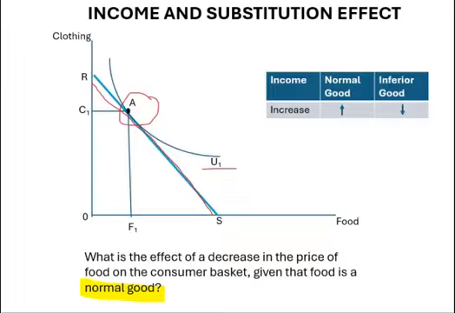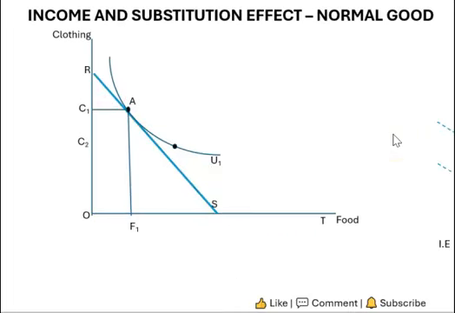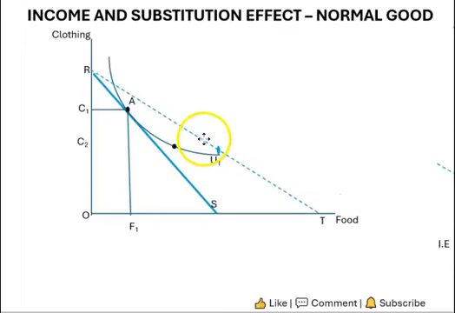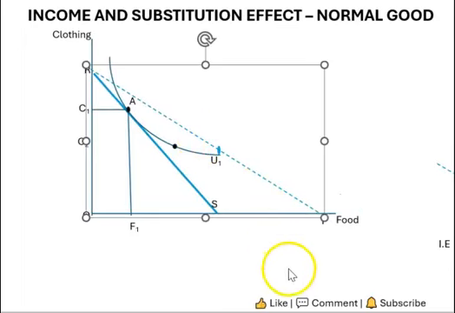You will recall that when income increases, consumption of a normal good increases and that of an inferior good decreases. So a decrease in the price of food leads to an increase in the real purchasing power of food. This causes the budget line, RS, to rotate outwards to RT. Let us draw RT here.